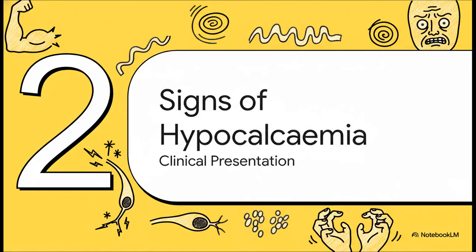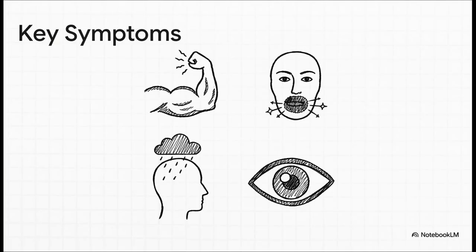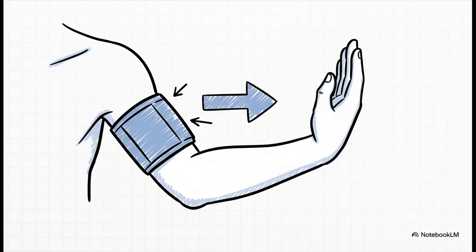Now, it doesn't matter what the underlying cause is. When calcium levels get too low, you see a very distinct set of clinical signs, and it all comes down to increased neuromuscular excitability. The classic acute sign is tetany, that involuntary muscle twitching, cramps, and spasms. But often, a very early sign is perioral paresthesia, which is just a tingling feeling around the lips. Now, if it's been going on for a while, you also have to look for things like depression and even the development of cataracts.